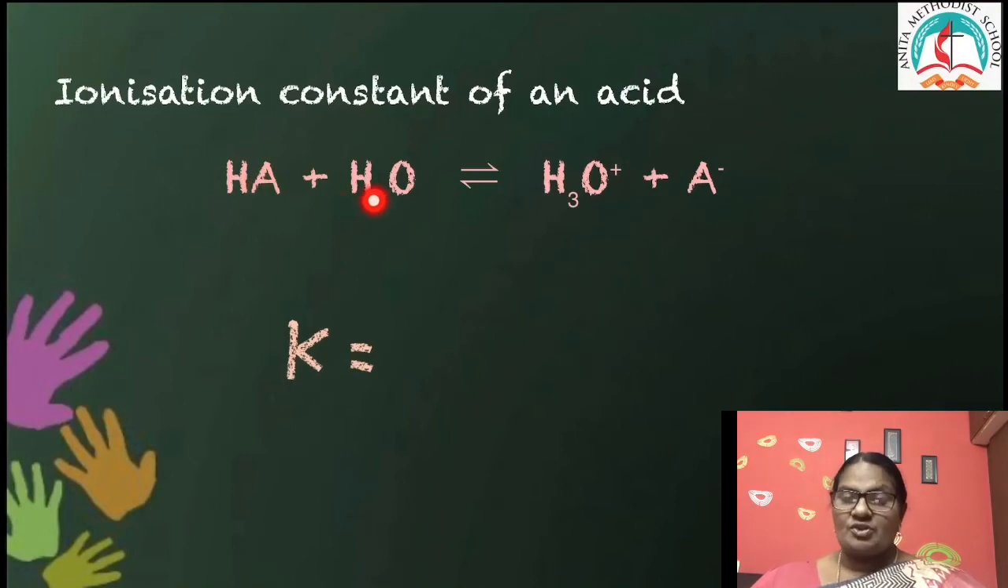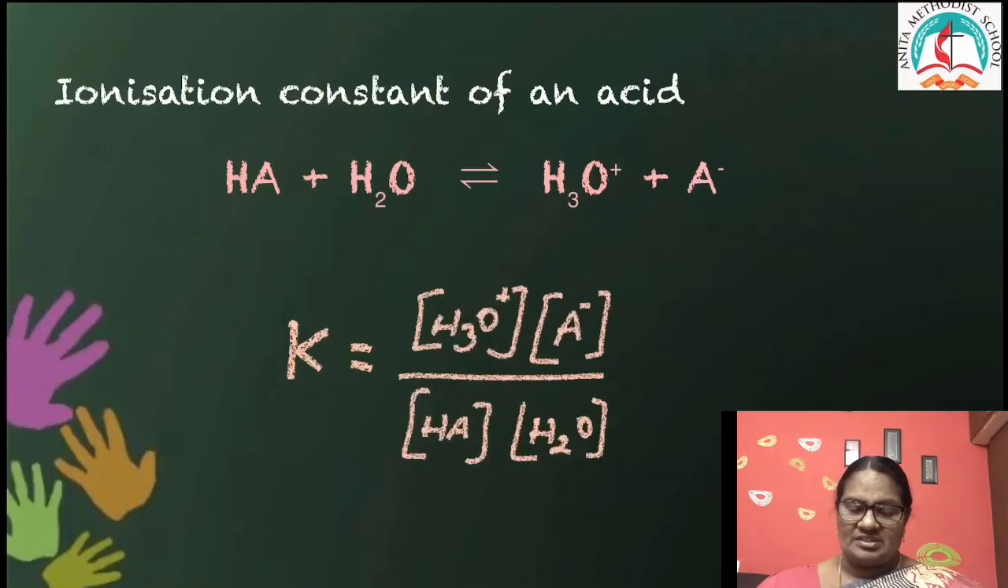When an acid is dissolved in water, it gives a proton. Water accepts the proton and is called as what? Hydronium ion and A minus. For this equilibrium, I am going to derive an expression for the dissociation constant.